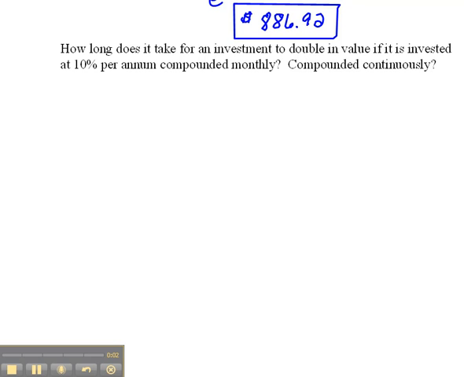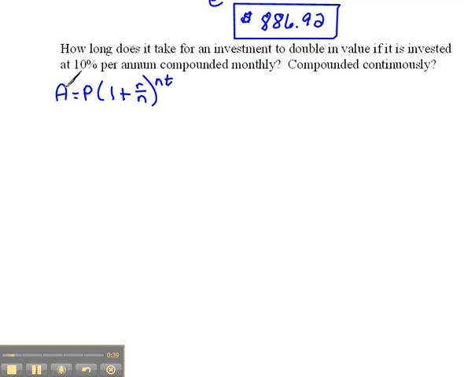Okay, here we have one that says, how long does it take for an investment to double in value if it is invested at 10% per annum, compounded monthly, and then compounded continuously? This is actually going to be two problems that we're going to do in one. So, first of all, we're going to talk about the compounded monthly situation. Since that's compounding monthly, we're going to be using our regular old compound interest formula, which is A equals P times (1 plus r over n) to the nt power.